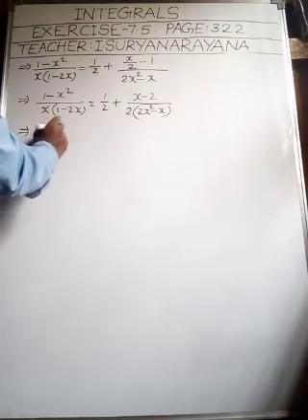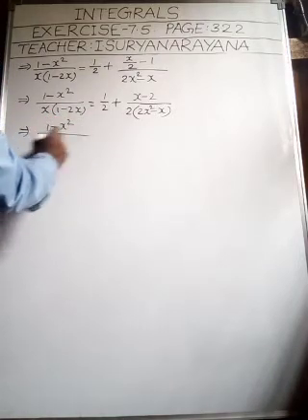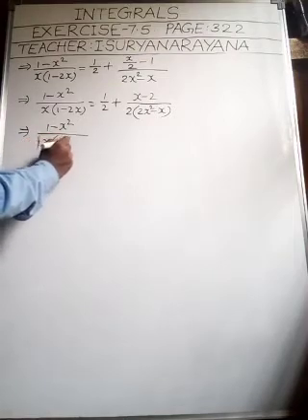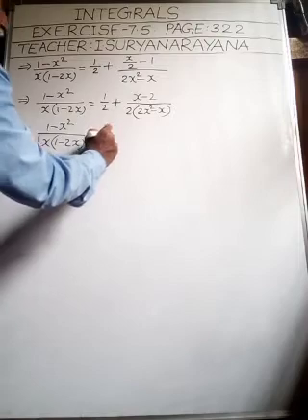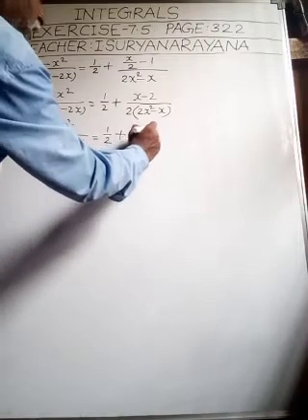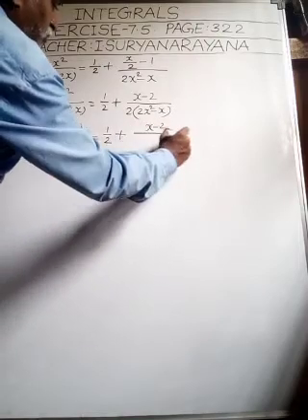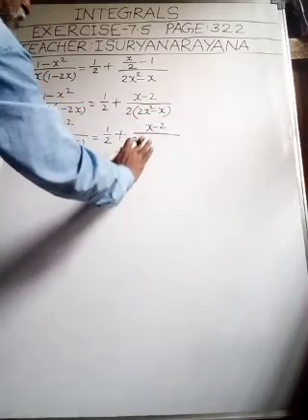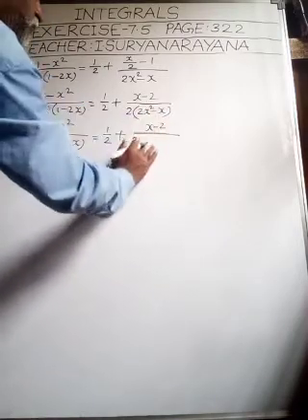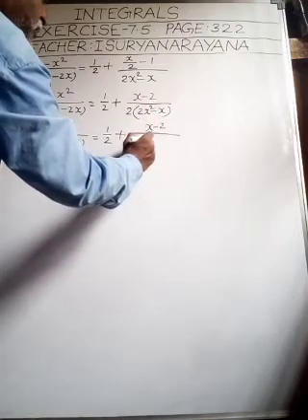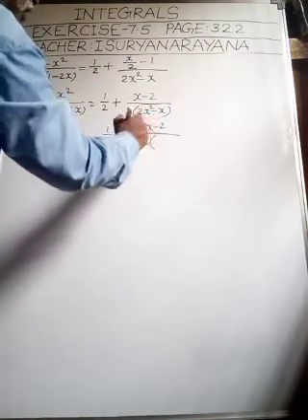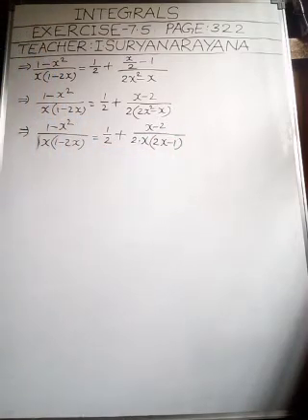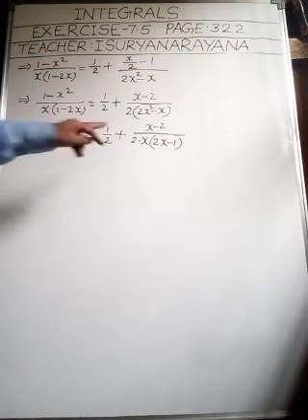This implies 1 minus x square by x into 1 minus 2x is equal to 1 by 2 plus x minus 2 by 2 into, let us write it as a product of two linear factors. Let us take x common. What will we get? 2x minus 1. Okay, my children, understood this part?